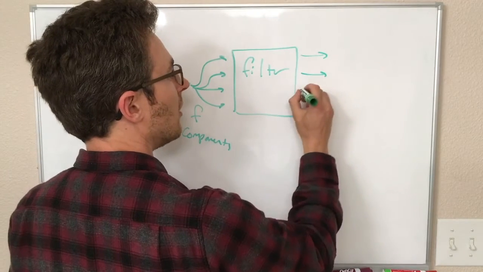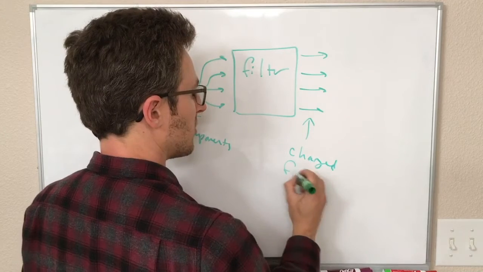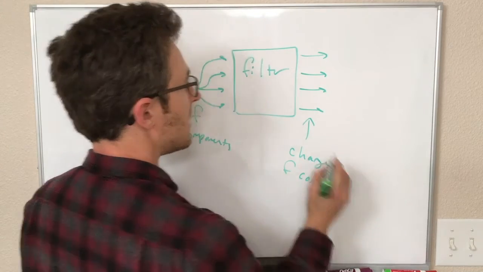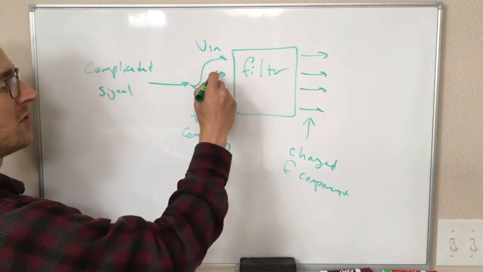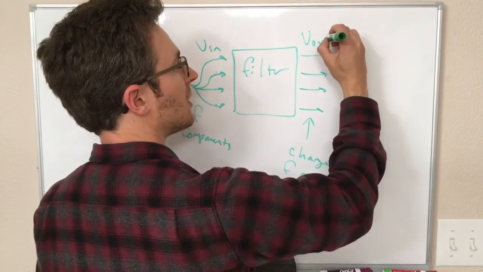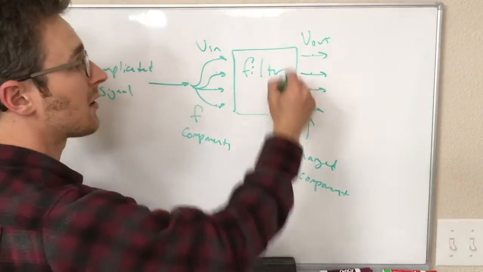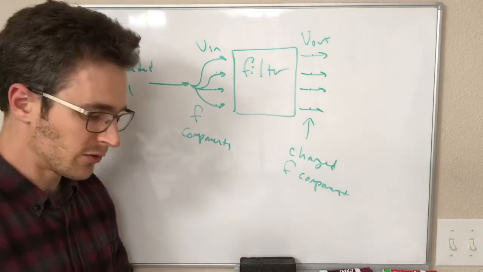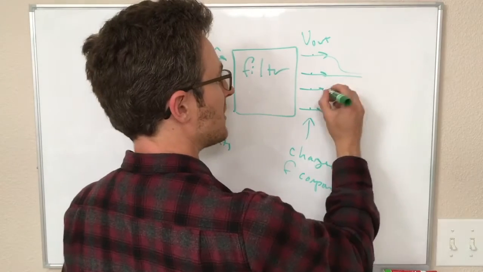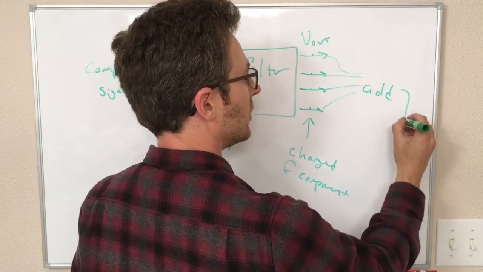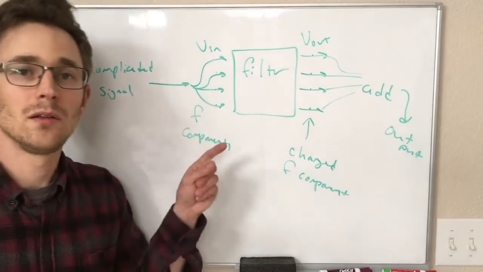And then you have all of these changed frequency components that now have different amplitudes than they started. Over here, each of these has some V in, right? Over here, each of these has some V out. And these are not the same, but we can calculate what these are using the properties of our filter. Then, to get our signal back, all we have to do is add these together, and we get our output signal for anything that we put into this filter.